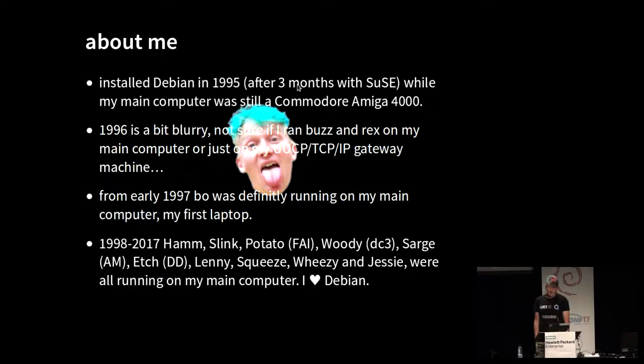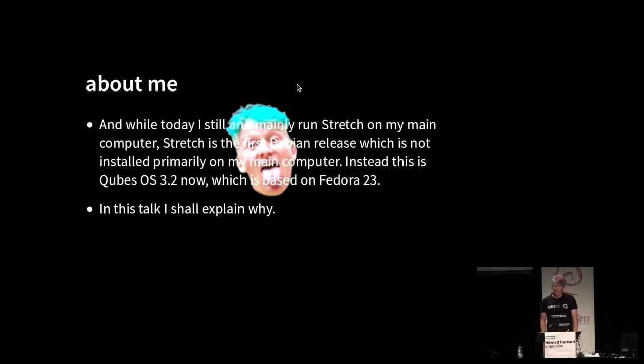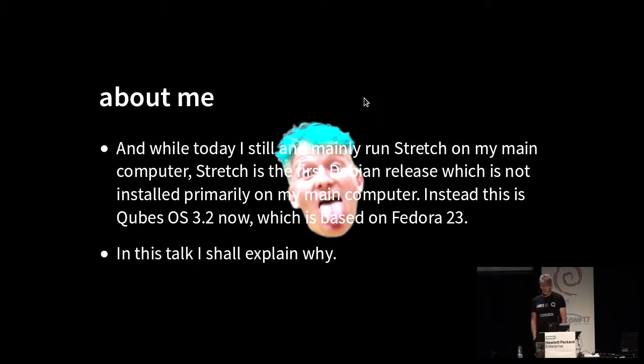And every other release up to Jessie, they were all running on my main computer. And I love Debian. And today I still run mostly Stretch, but this machine and my main machine is now running Qubes. Qubes is based on Fedora 23, so that's outdated and not supported since some time, but it's supported by Qubes. And in this talk I'll try to explain why.